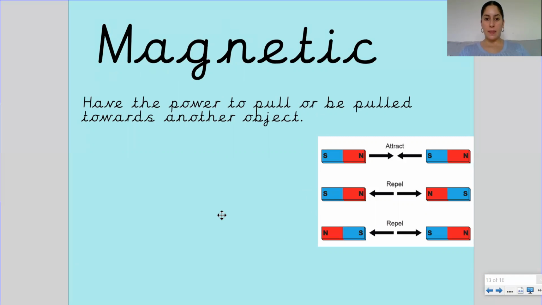Magnetic. Magnetic materials have the power to pull or be pulled towards another object. So if the north and south pole are magnetic, they have the power to be pulled towards each other, or they have the power to pull a magnetic object towards them.